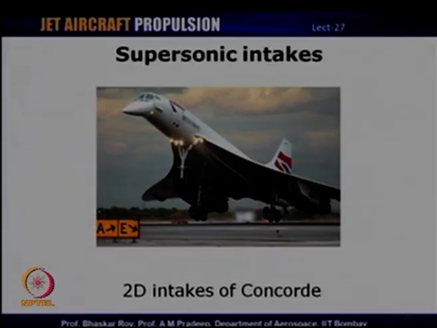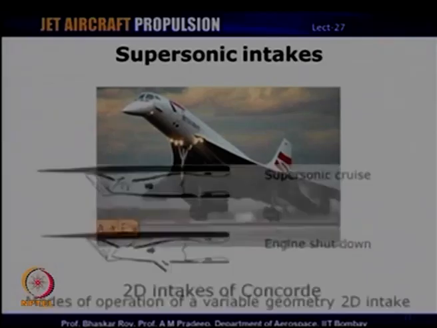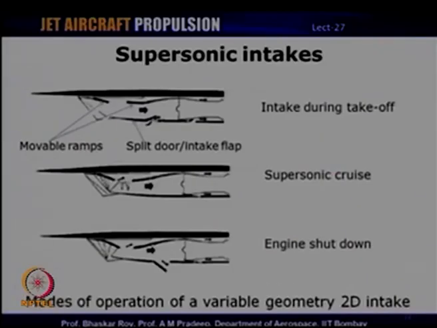as compared to most of the modern day subsonic aircraft intakes, which are fixed intakes. Concorde had intakes which were variable because it had to take off at subsonic speeds and climb and reach a desired altitude before it could cruise at or accelerate to supersonic speeds. So, the intakes were required to have variable geometry. In this case there were movable rams, as you can see.